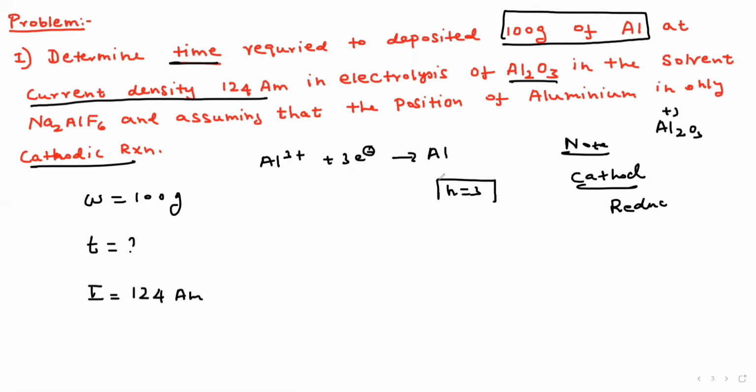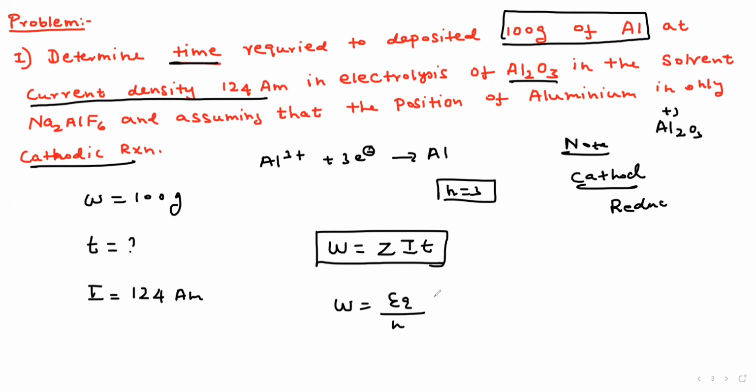Right. Now, what is the simple formula? W is equal to Z into IT. Yes or no? Simple. What is Z? Z is the equivalent weight by Faraday. So W is equal to equivalent weight by N factor into IT. Now, what is equivalent weight? Molecular weight by Faraday. This is Faraday. W is equal to the molecular weight into IT by N into F. Understand? Simple, right?